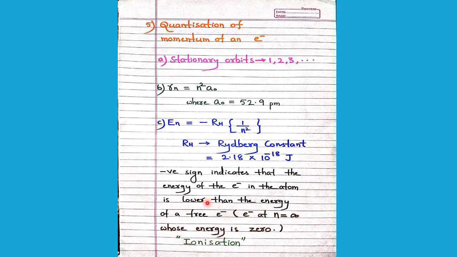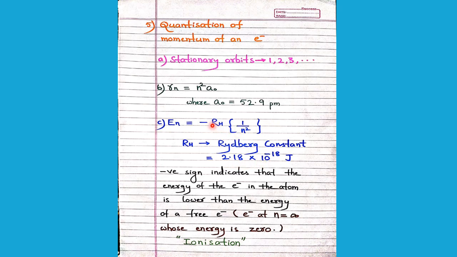Now point number 5 was the quantization of momentum of an electron. Under this, the stationary orbits he named 1, 2, 3, 4, or K, L, M, N, and the radius of the hydrogen orbit is given in terms of a naught equal to 52.9 picometers, and the energy of the nth shell equal to minus RH into 1 by n square. RH is the Rydberg constant whose value is 2.18 into 10 to the power minus 18 joules.